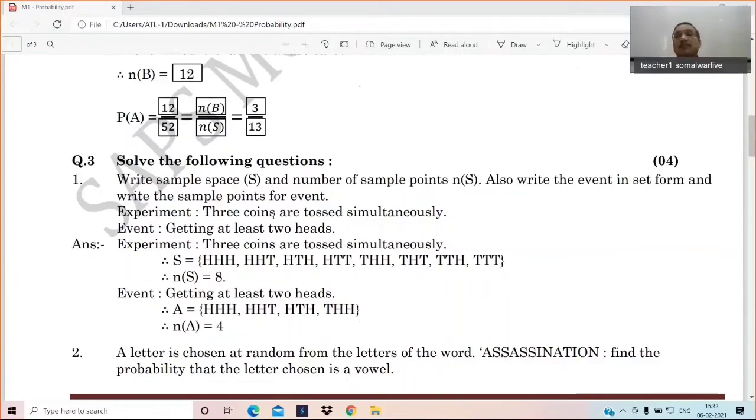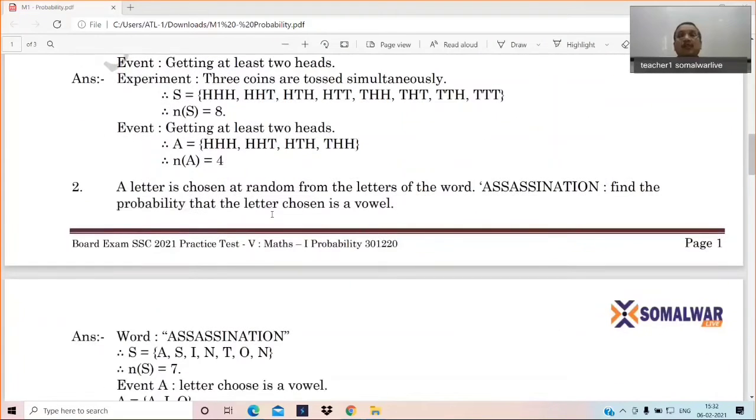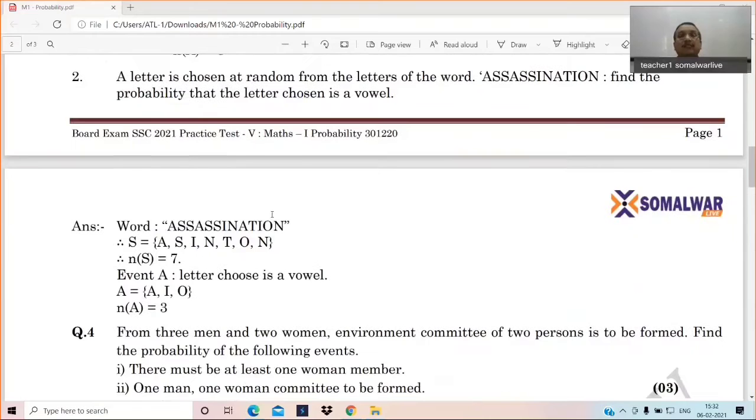So first of all, write the sample space. Means a set containing all the letters present in the word assassination. And these letters are A, S, I. Here we are not going to repeat the letters. So A, S, I, N, T, O and N. So total number of letters are 7. So n of S is equal to 7.